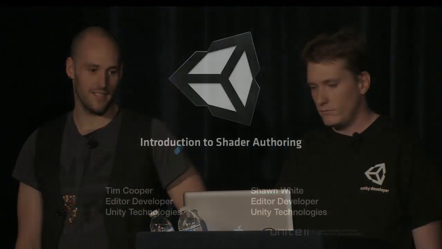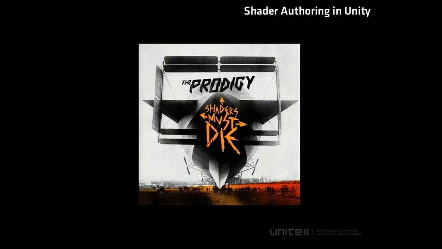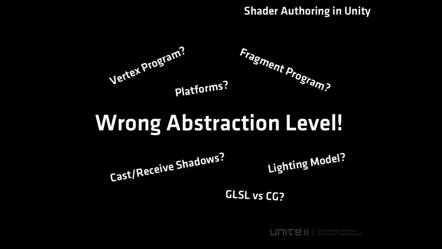So let's get started. About a year and a half ago, Aras, one of our lead graphics guys, wrote a blog series called Shaders Must Die. In this blog series, he ranted about how shaders were terrible. One of the things he brought up was that shaders have the wrong abstraction level: this whole vertex fragment program thing, and all these various problems with shaders written traditionally. Programs, supporting different platforms, handling shadow casting, receiving, lighting models, deferred rendering, forward rendering, etc. It's just a pain.